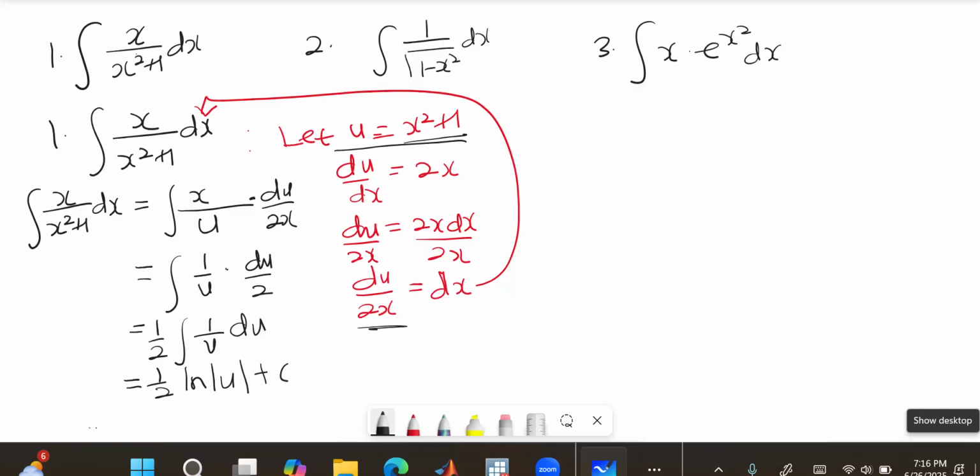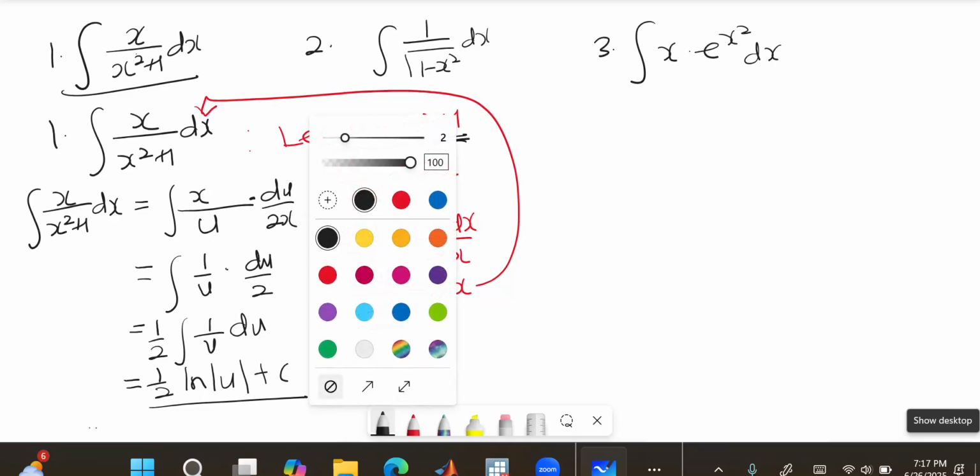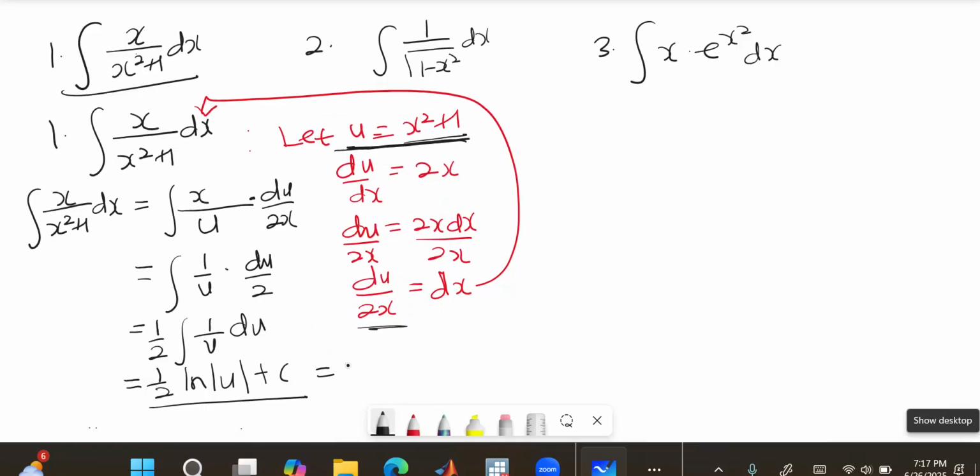But we are not done. We need to move from the u world into the x world. The original integral was in terms of x. Our final answer must be in terms of x. So we have to plug back u. So we must find u in terms of x. But u was already x squared plus 1 in our U-Sub, so you can just plug that in. So that becomes 1/2 natural logarithm of x squared plus 1 plus constant c.